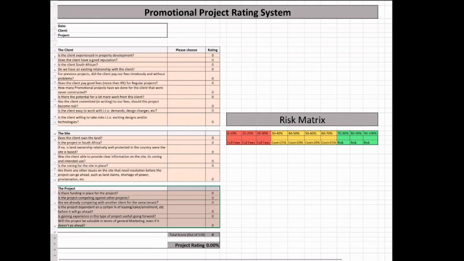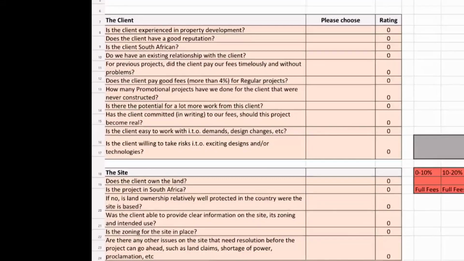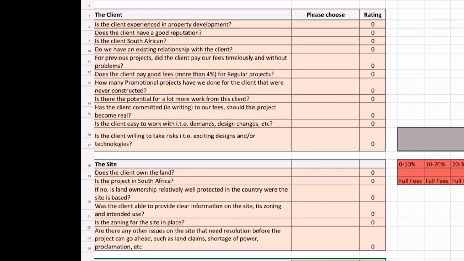This chart was developed, on the left-hand side, by Estelle Mayring in our office. And I just want to run through it with you. I think that it's really a valuable tool. So the first thing it does is really look at the client. It looks at, have they got experience? Does the client have a good reputation? Are they South African? And it runs through a whole lot of categories.